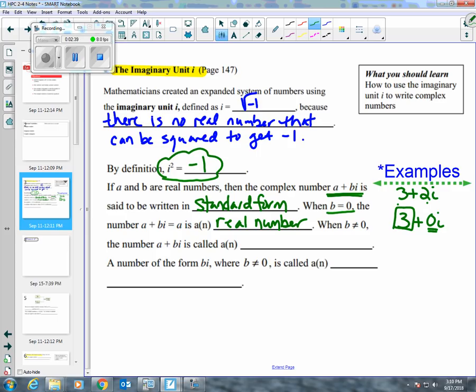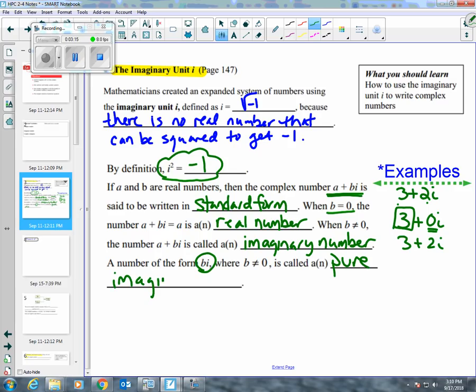If the b isn't 0, so think about that, then it's called an imaginary number. So if the b isn't 0, then we call that imaginary because it has an imaginary part to it. So like that 3 plus 2i again. So if you have something like that, they call that complex number imaginary. If the b isn't 0 but the a is, so what if it just has a bi? There's no real part. They call that a pure imaginary number.